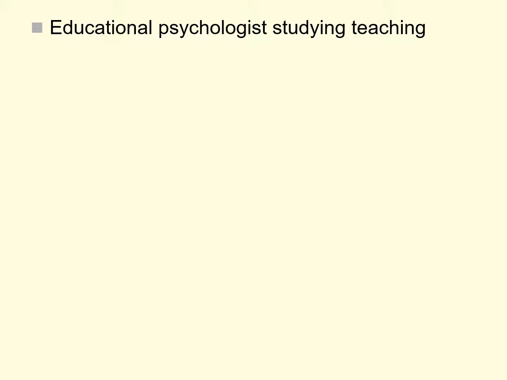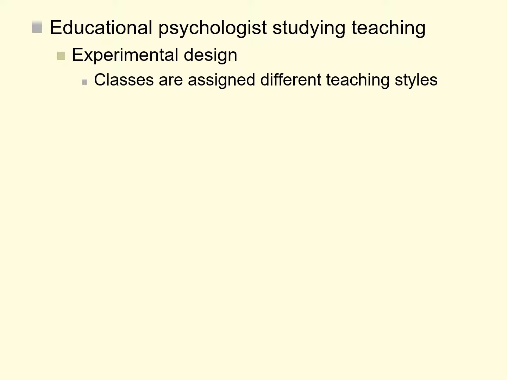Let's imagine you're an educational psychologist studying teaching, and you're doing a fairly simple experimental design where you're looking at different classes. Different classes in your school are assigned different teaching styles. Maybe one group of classes is assigned to do relatively traditional teaching, just teaching as you always do. Another group of classes are given some new teaching technique, an active learning technique or whatever else like that.